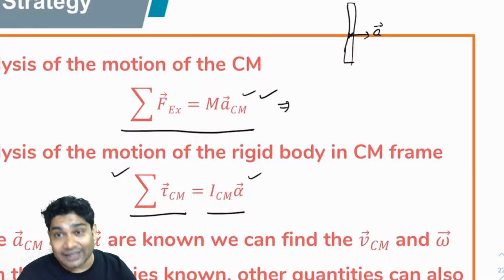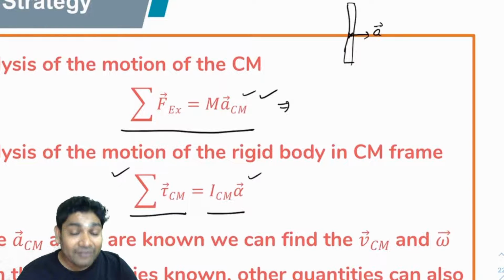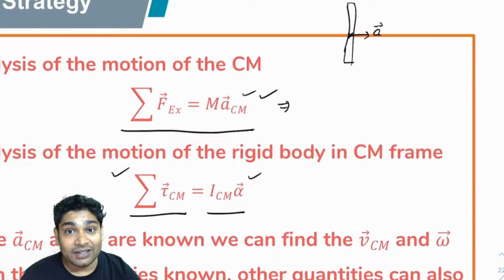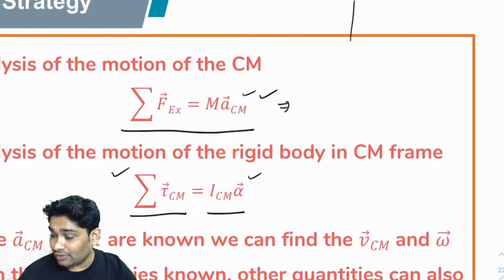So that is another reason why it is easier to analyze things in the reference frame of the CM. Even if your CM is accelerating, even if it is a non-inertial point, there is no pseudo torque. Why? Let's see why. No, there is no pseudo torque when it comes to CM. That's the magic.